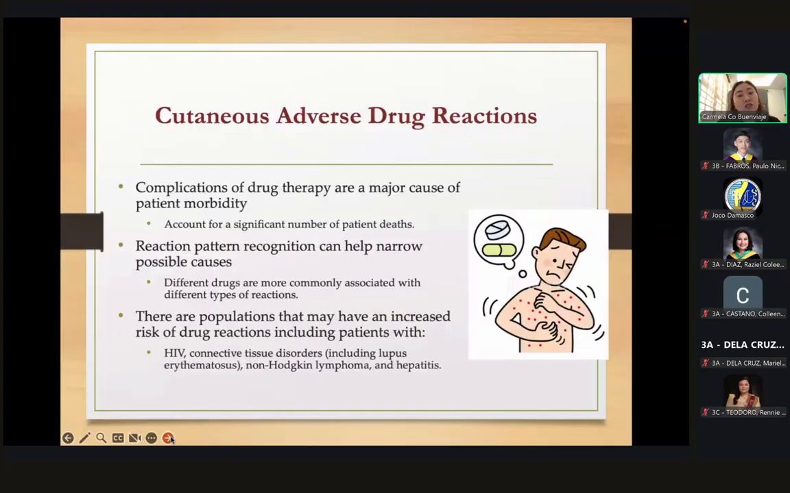So complications of drug therapy are a major cause of patient morbidity, and these account for a significant number of patient deaths. So that means cutaneous adverse drug reactions are serious reactions. Reaction pattern recognition can help narrow possible causes because different drugs are more commonly associated with different types of reactions. There are populations that may have an increased risk of drug reactions, for example, patients with HIV or connective tissue disorders like lupus, non-Hodgkin's lymphoma, and hepatitis.